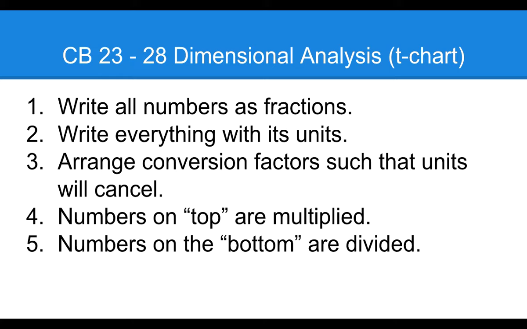Let's move on. Number 1, we're going to write all numbers as fractions, okay? Number 2, we write everything with its units. No naked numbers. Numbers always have units with them, so put the unit along with the number. Then thirdly, we're going to arrange these in conversion factors so that the units will cancel.